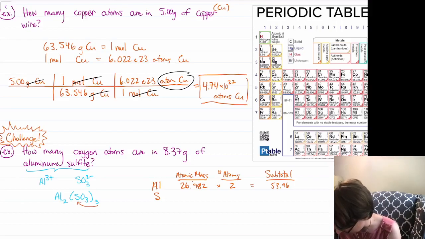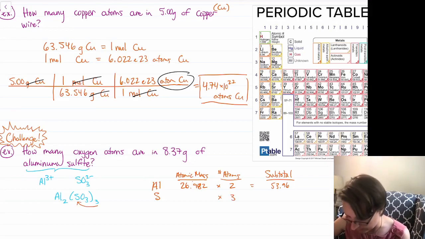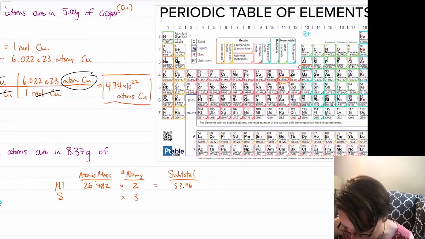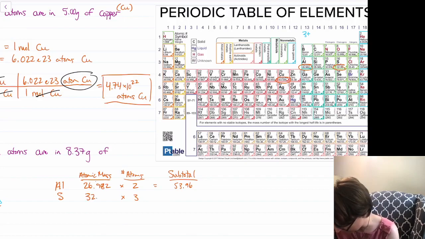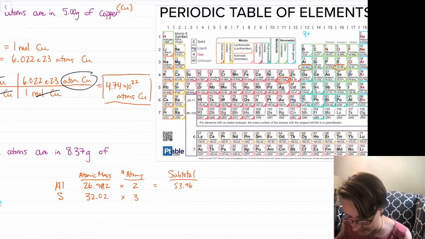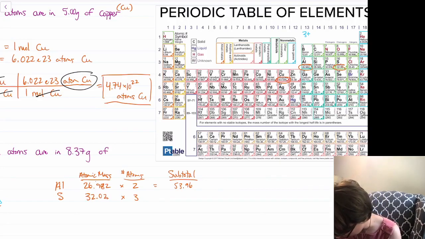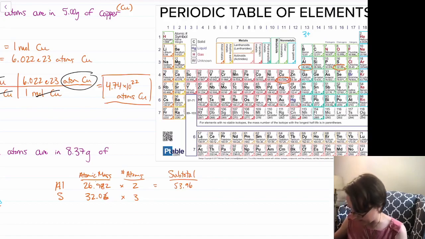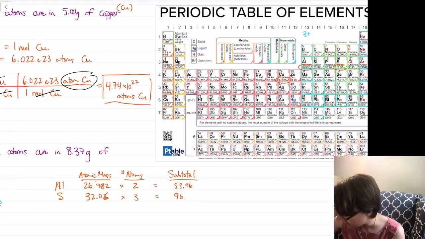3 works distributively. So we actually have 3 units of our sulfur, and from our periodic table, sulfur is element 16. And so this means that we have 3 atoms of sulfur, each with an atomic mass of 32.06. And that gives us a subtotal for sulfur of 96.1.